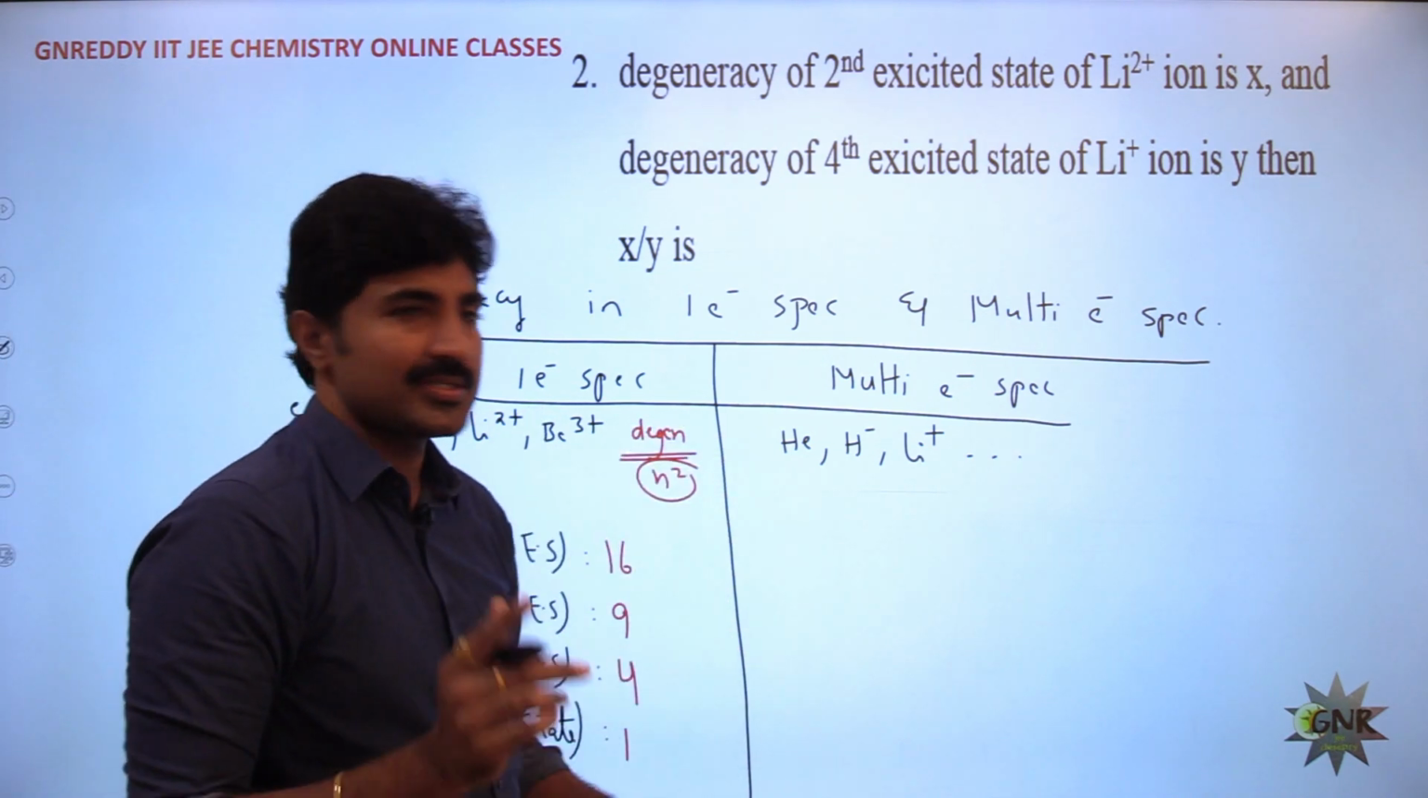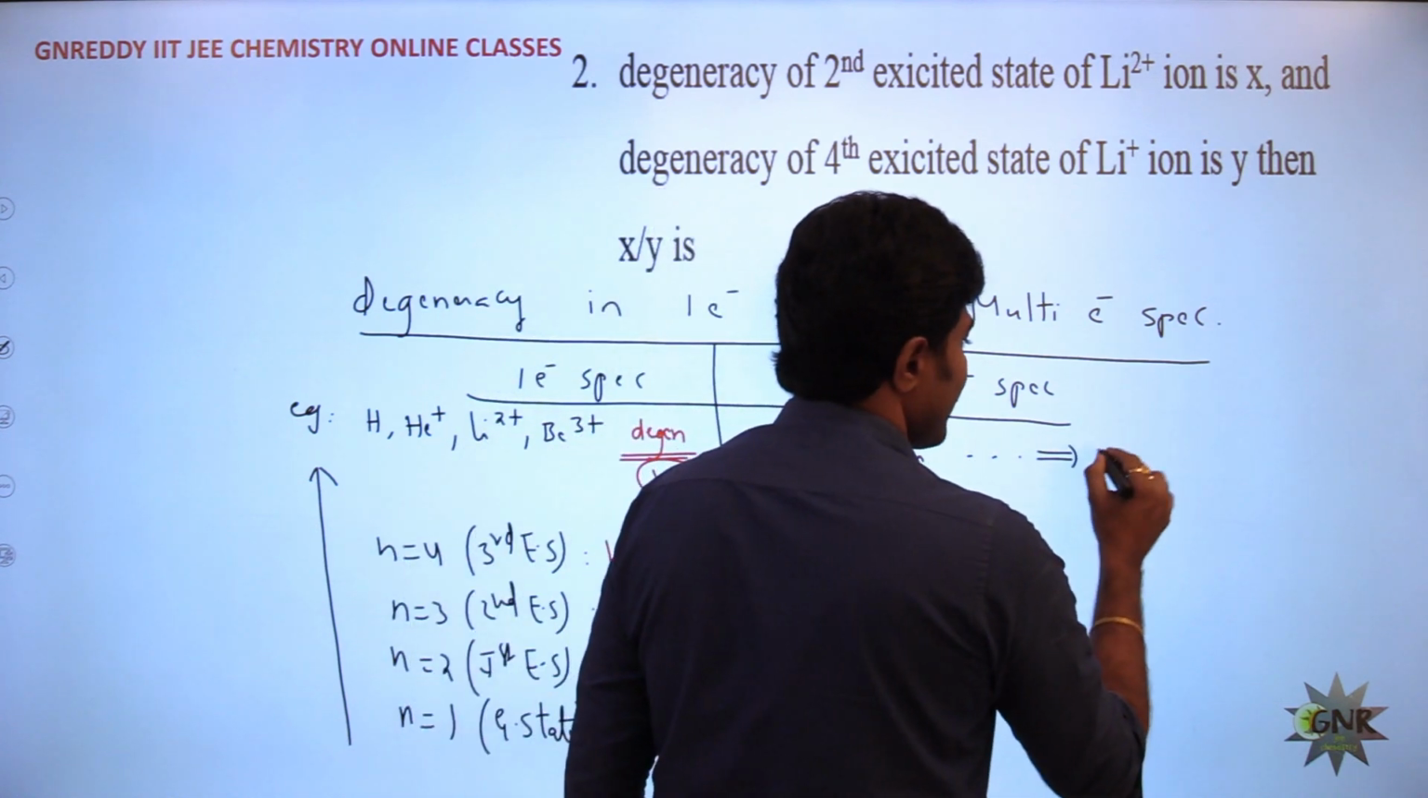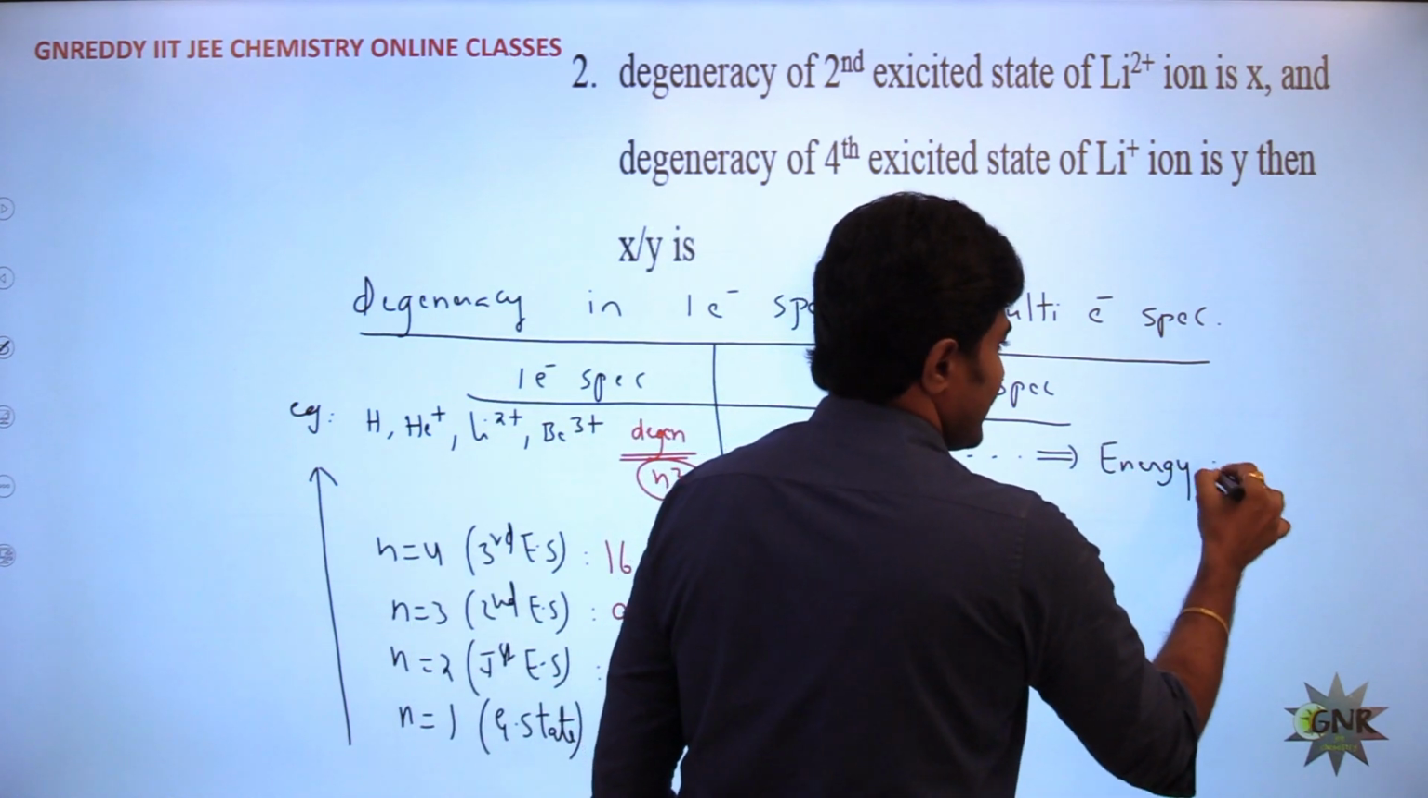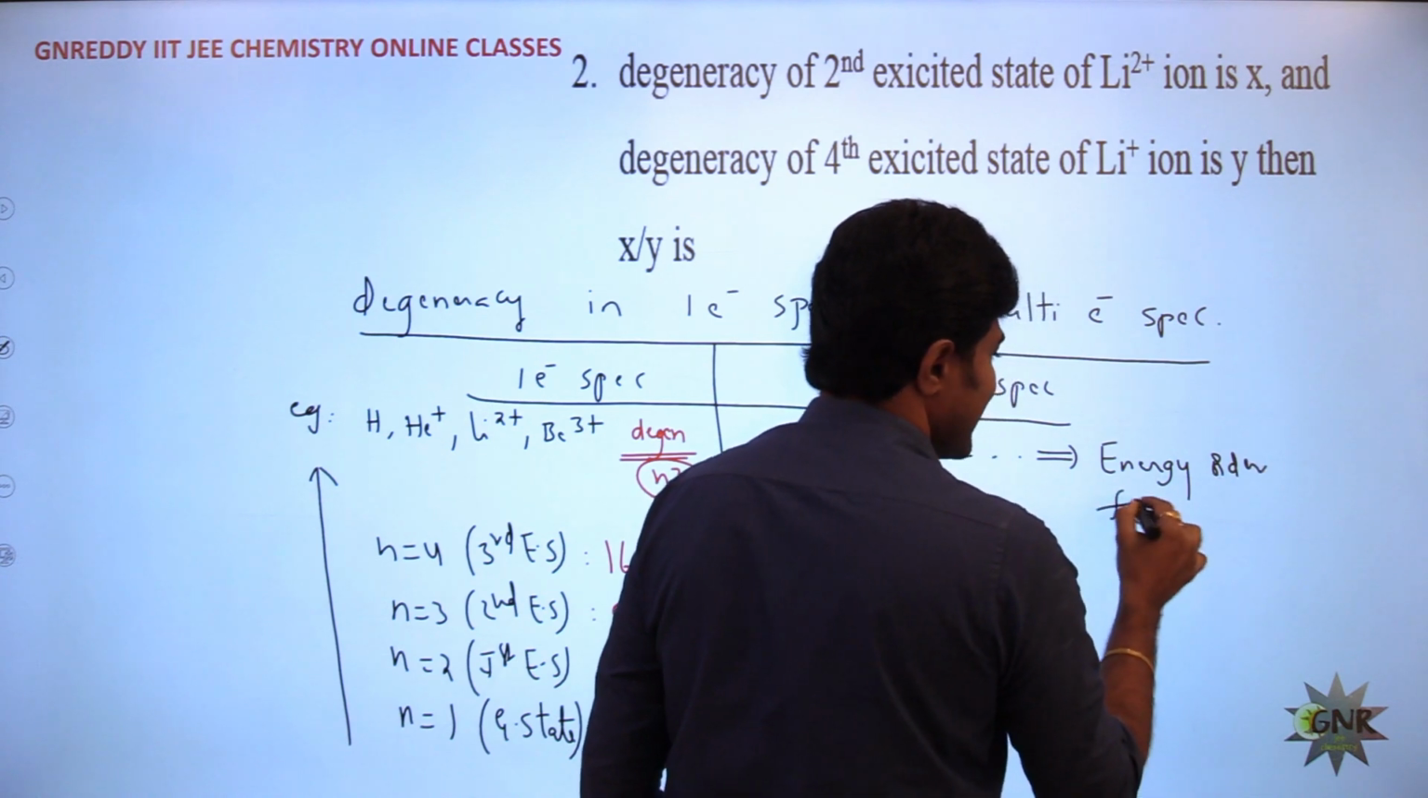Whereas in a multi-electron system, the energy order follows Moeller's diagram.